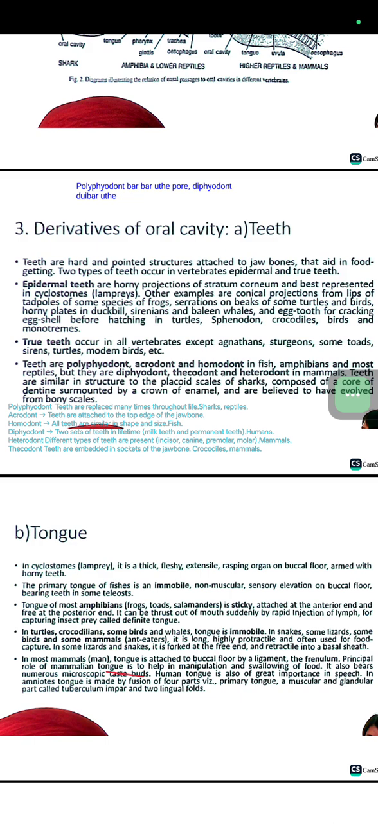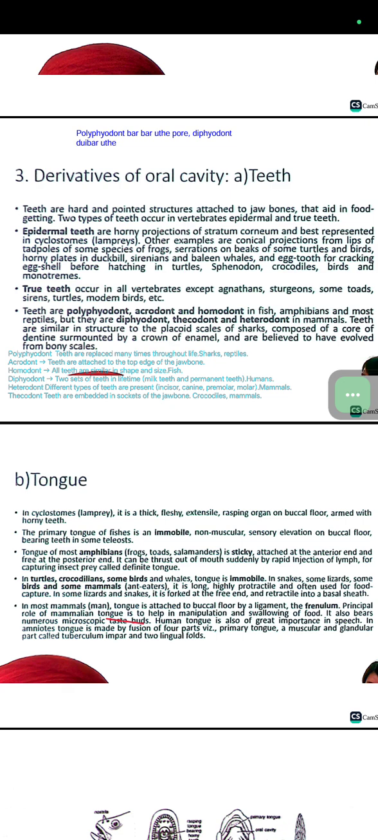True teeth occur in all vertebrates except echidnas, sturgeons, some toads, sirens, turtles, modern birds, etc. Teeth are polyphyodont, acrodont, and homodont in fish, amphibians, and most reptiles, but they are diphyodont, thecodont, and heterodont in mammals. Teeth are similar in structure to the placoid scales of sharks, composed of a core of dentine surrounded by a crown of enamel, and are believed to have evolved from bony scales.